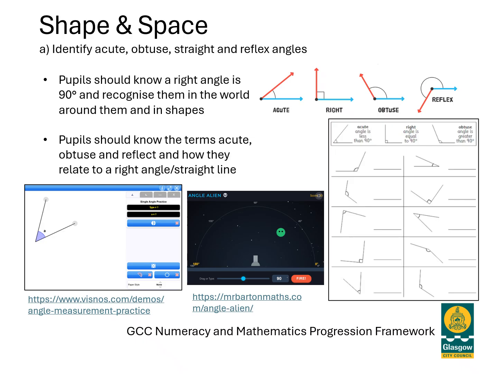Okay, it's a couple of really nice online tools that you can have a look at there, but equally worksheets of the style that you can see a screenshot of, perfectly valid for this type of skill.